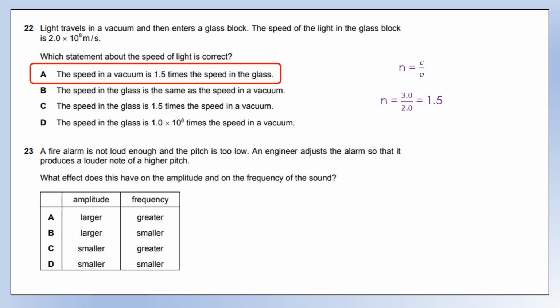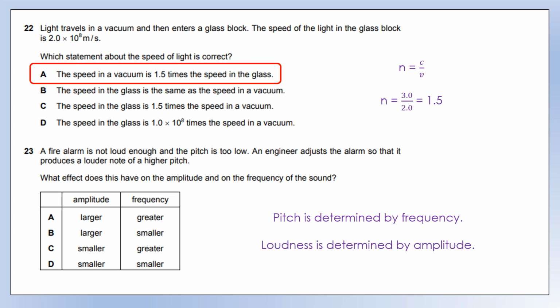A fire alarm is not loud enough and the pitch is too low. An engineer adjusts the alarm so that it produces a louder note of higher pitch. What effect does it have on the amplitude and frequency? Higher pitch means higher frequency, higher amplitude means louder. So we're going to need to make both of them bigger.